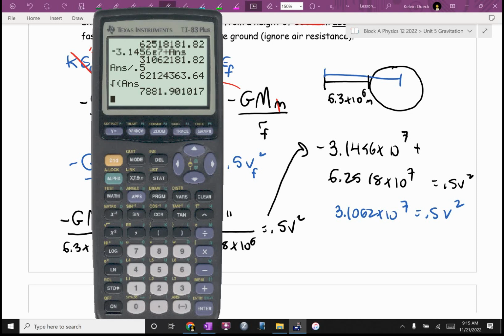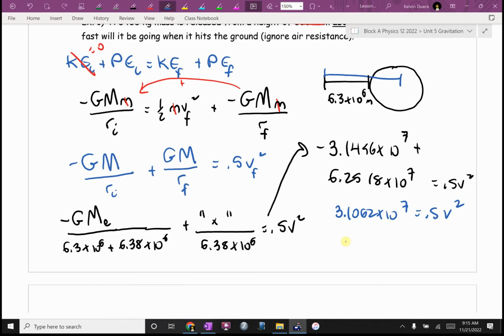And we're going to hit the ground, and that's about right. Asteroid impacts are moving pretty fast. You're going to get something in the thousands or maybe even in the tens of thousands. So I get 7,880. Now I'll finally go to 3 sig figs. V final equals 7,880 meters per second.